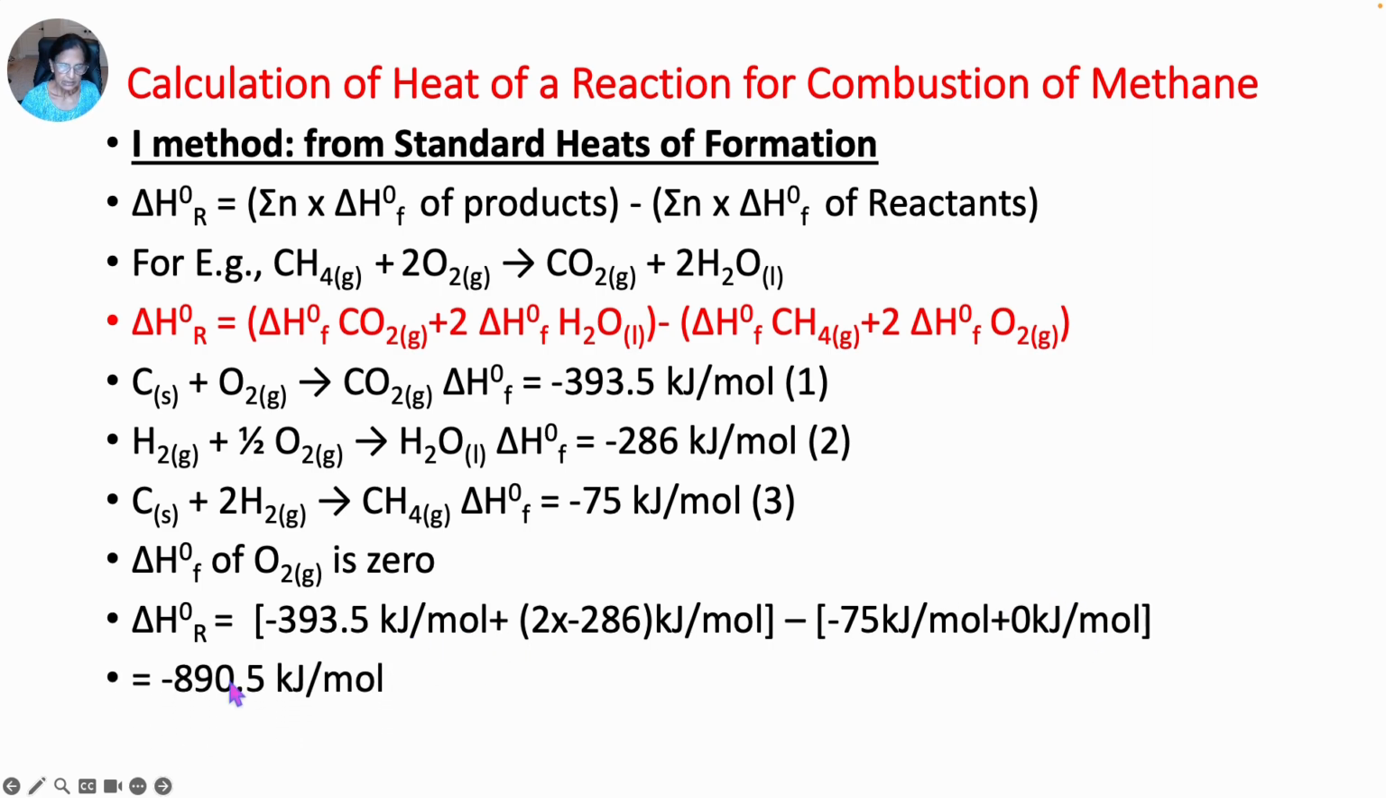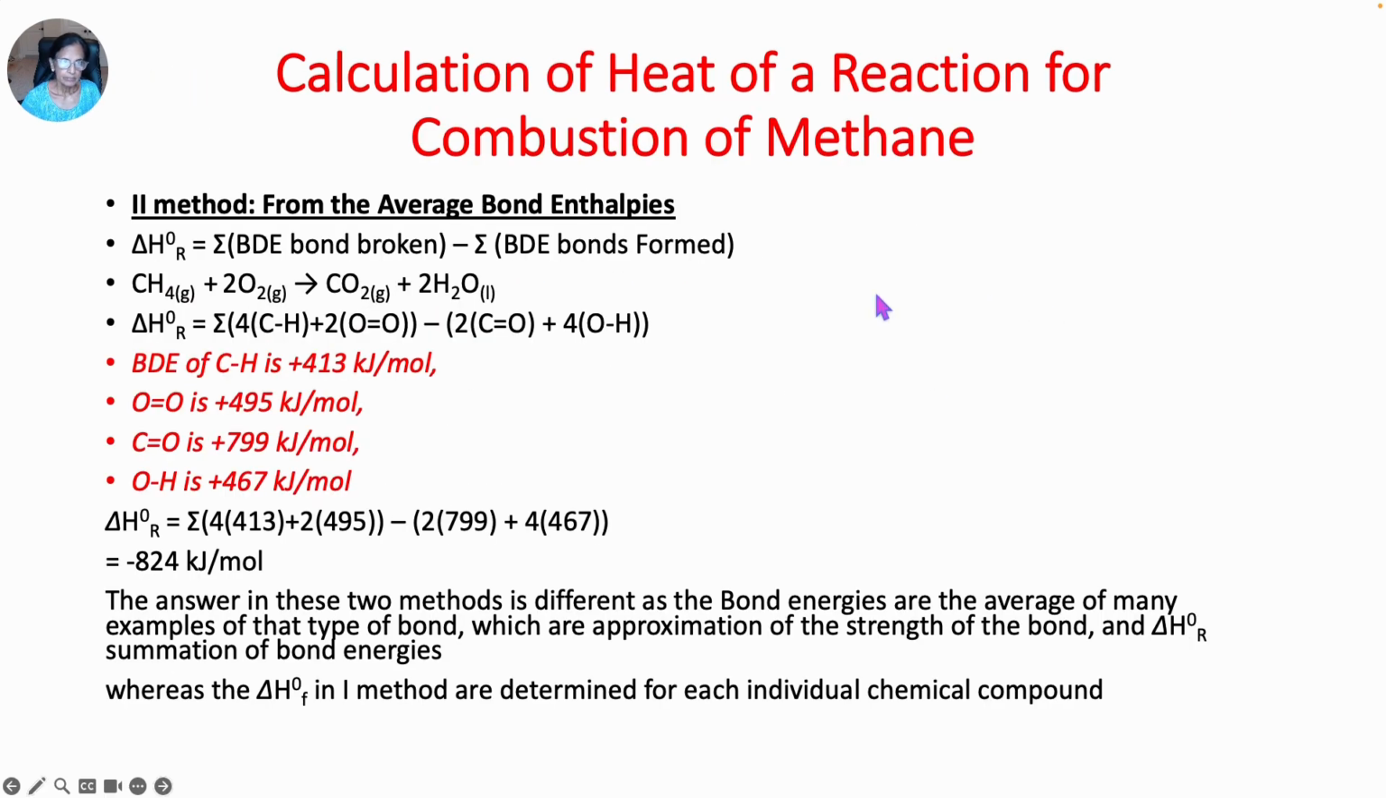So what is the answer? When you calculate all this, you will get minus 890.5 kilojoules per mole. This is the heat of reaction of combustion of methane. This is method 1. Now let's see method 2.